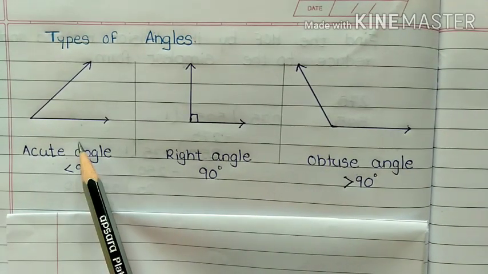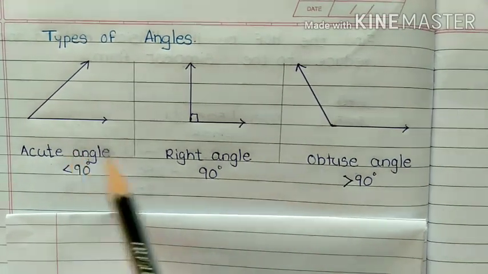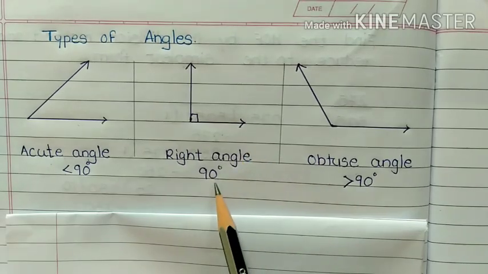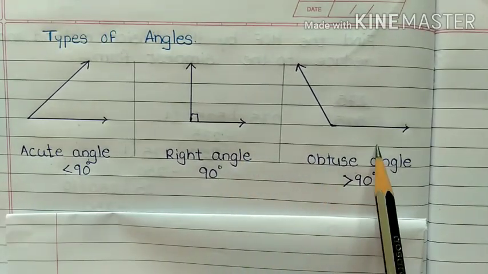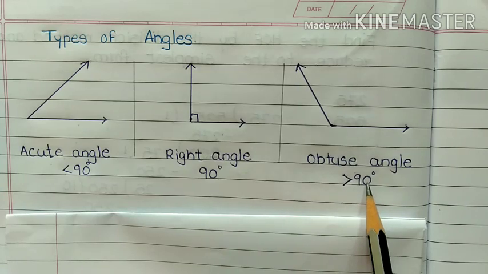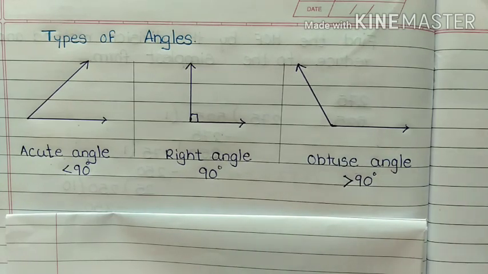Acute angle, measurement less than 90 degrees. Right angle, measurement is 90 degrees. Obtuse angle, measurement is greater than 90 degrees.